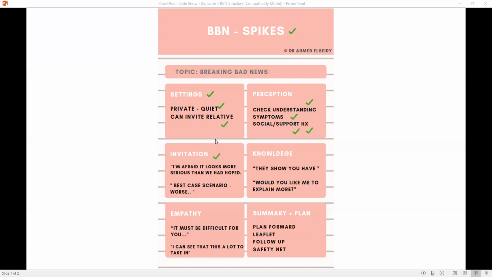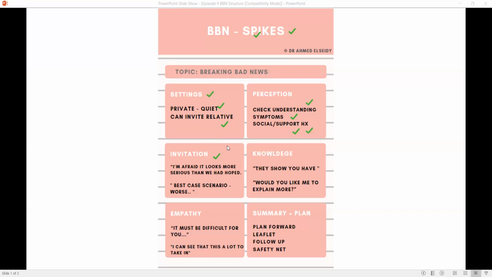The third step, I, for invitation. You invite the patient or the relatives to hear that what you are going to say is serious news or bad news. How can you say that? You can give a line like any of these. I'm afraid it looks more serious than we had hoped, Mr. Jack. Or you can say, I'm really sorry that I do not have good news for you today. So give a warning shot. This is the invitation. I'm afraid it looks more serious than we had hoped.